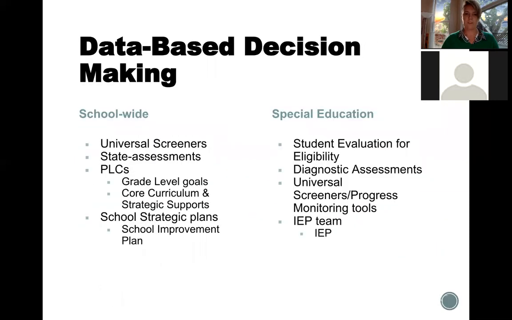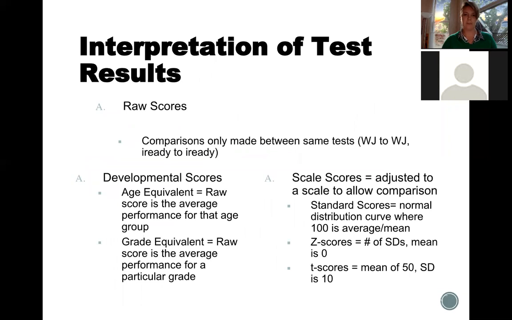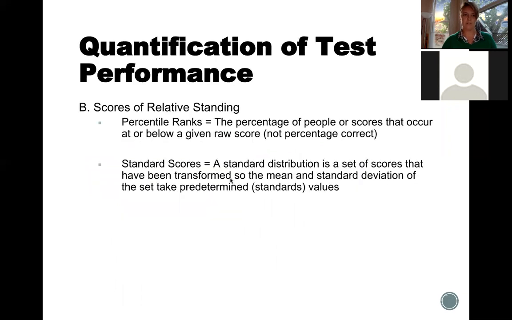Then, okay, we discussed the uses of assessment, and we looked at a bell curve, and these are the different types of scores. So becoming really familiar with that and being able to explain them will be something important for your summative assessment. Okay, I can't actually read this one. Quantification of test performance. This is just another aspect of how you're looking at reporting how a student did on a test in terms of percentile ranks and standard scores.